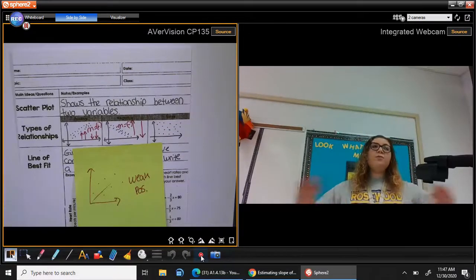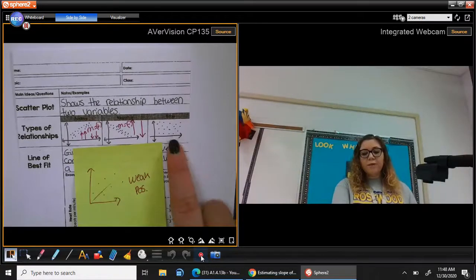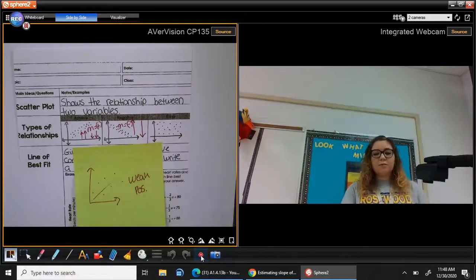There is no relationship whatsoever. They don't correlate. One doesn't cause the other. It's just everywhere. And when you plot those points, you're going to get a graph that looks like this. The points are just going to be scattered everywhere.